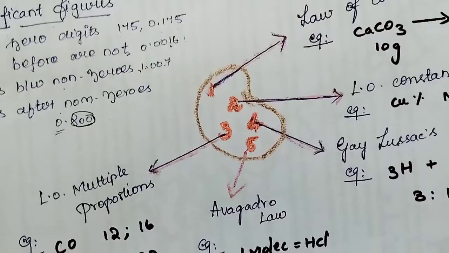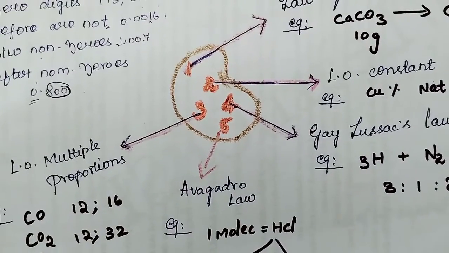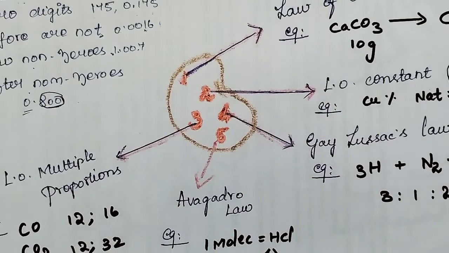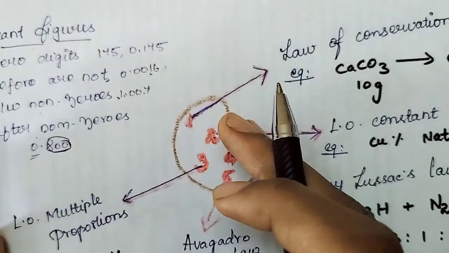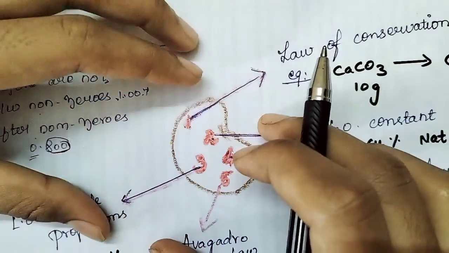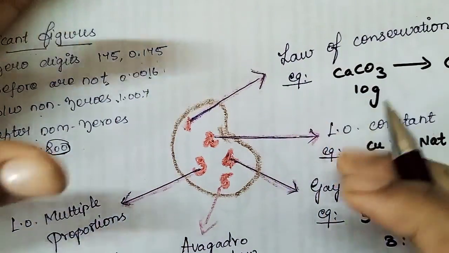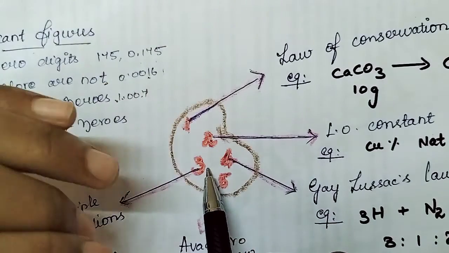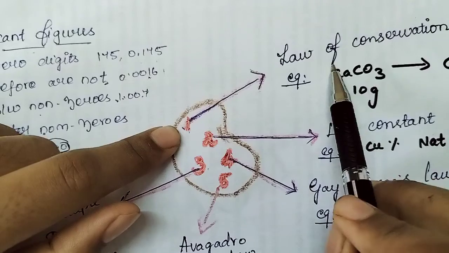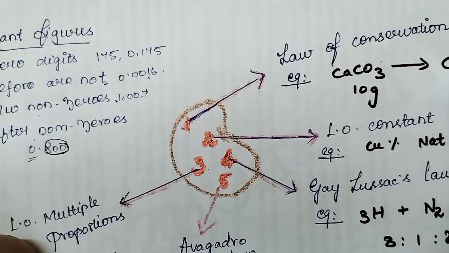Now let's move on to the next important topic, the laws of chemical combination. In this video we will see it seed-wise. First, the lesson starts with this seed. We have 5 components in this seed. Let's imagine. The first component is the law of conservation of mass.